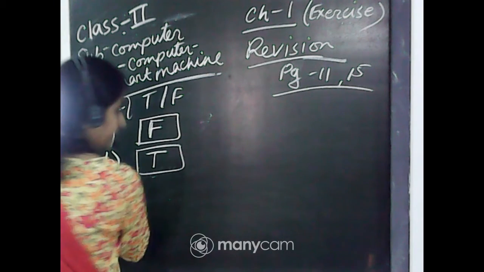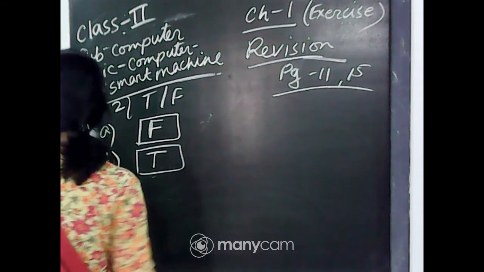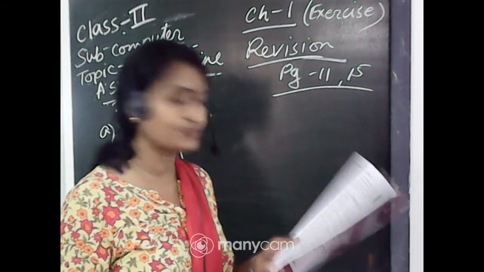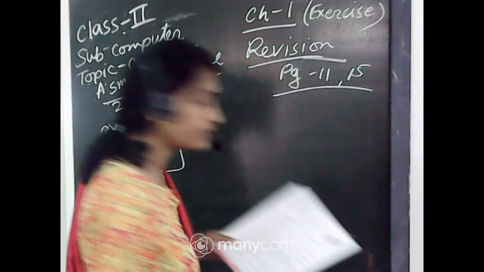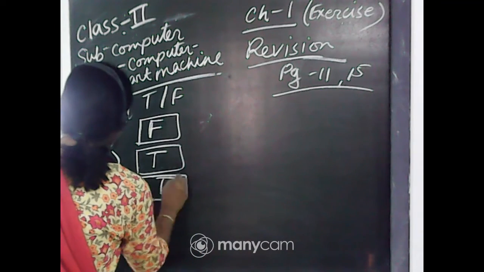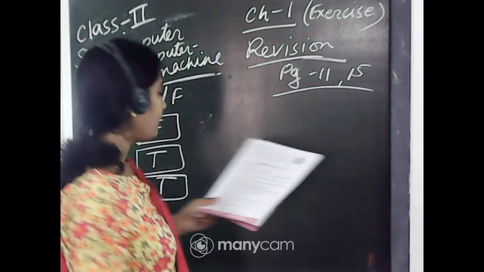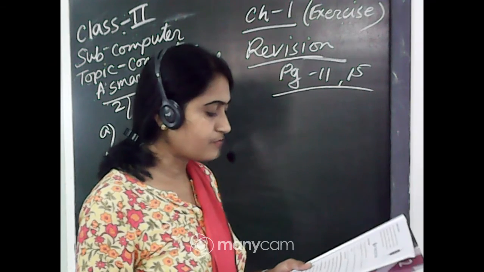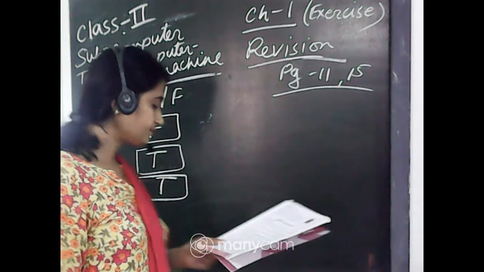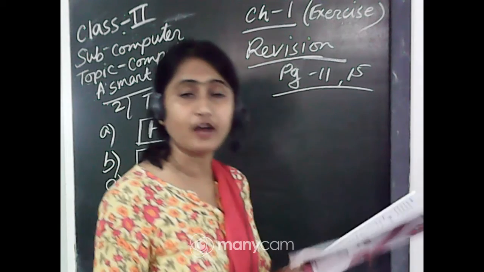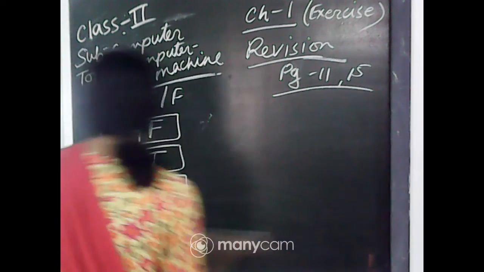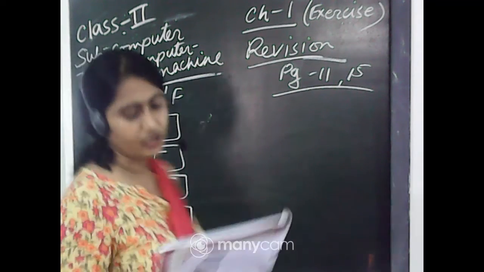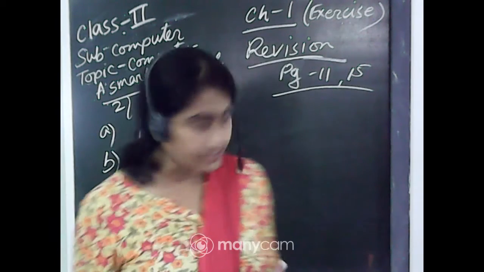Next, number C: A computer can generate 100% accurate results. Yes, a machine can generate 100% accurate results, so it is true. Next, number D: Laptops are not portable. It is false, because laptops are portable. We can carry them easily. Now I will discuss the very short answer questions.